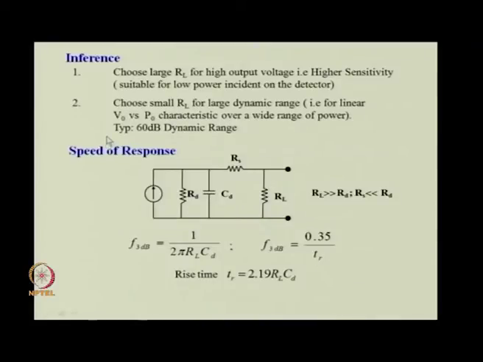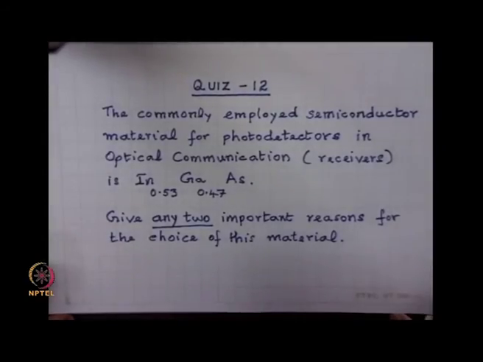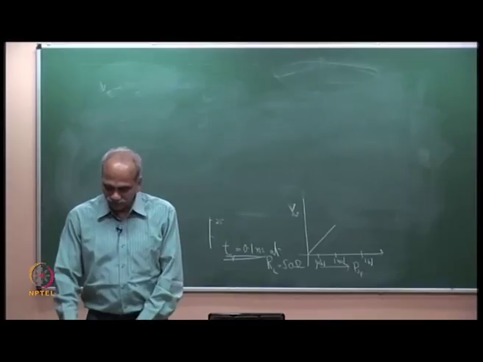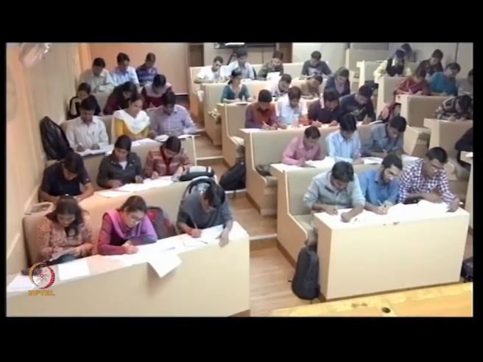The next, we take a simple quiz, quiz number 12. The commonly employed semiconductor material for photodetectors in optical communication receivers is indium gallium arsenide. Give any two important reasons for the choice of this material. Why do we choose this material? Give any two important reasons for choosing indium gallium arsenide as detectors in optical communication. Only 2 minutes. Please answer in 2 minutes. Very brief, no explanations are required.